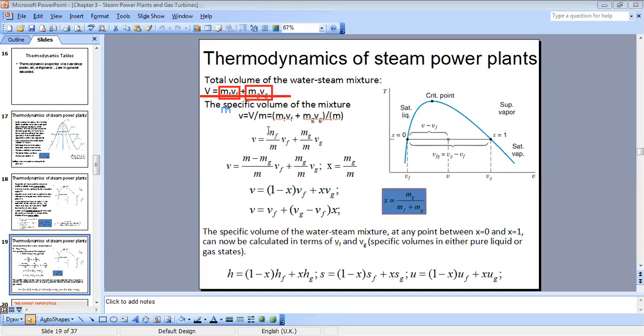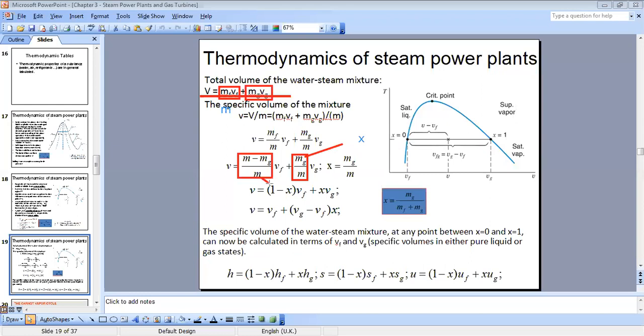Okay? Now we can replace the mass of the fluid by the total mass minus the mass of the gas. So as you can see here, you have these ratios. These ratios can be expressed as a function of X, because you know that we define the quality X as the mass of the gas over the total mass. So this term here can be replaced by X. This is X. And for this one, we can replace mf by total mass minus mg. Then when we divide by m, this term is 1 minus X.